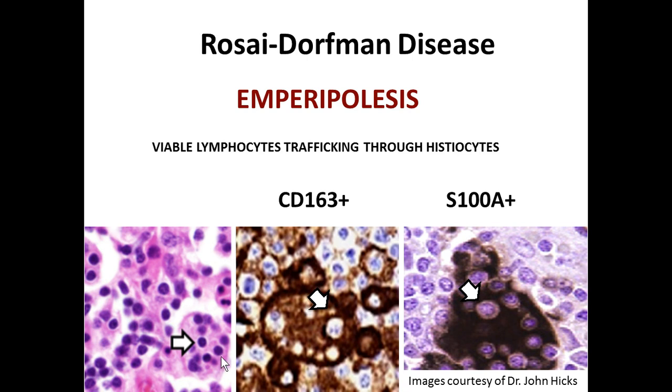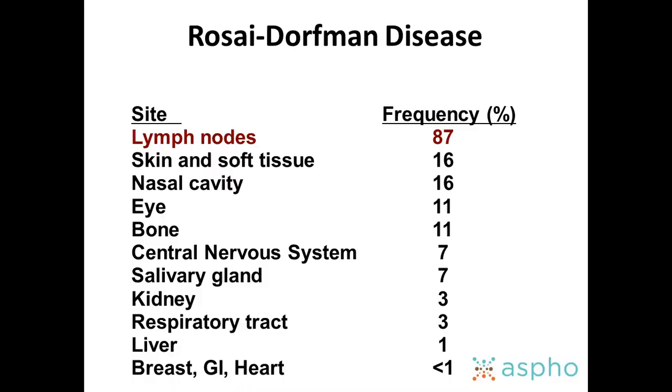And you can see under the microscope, this is what it is. You've got these tons of macrophages, and when you stain with CD163, you see these lymphocytes just happily trafficking through the macrophages, so they're viable. So that's what differentiates it from hemophagocytosis. And it's just sort of this strange phenomenon we don't really understand. But myeloproliferative, viable lymphocytes trafficking through histiocytes, remember that.